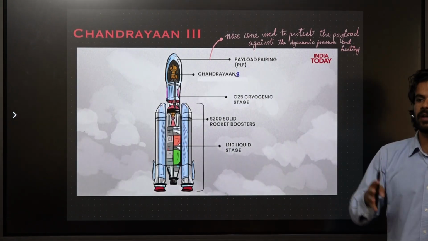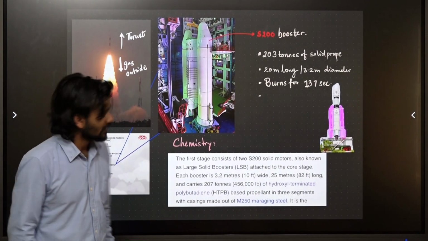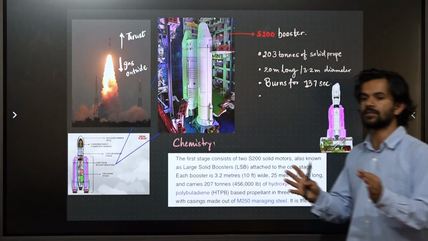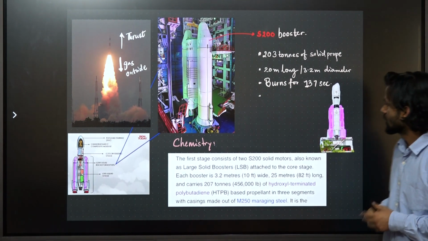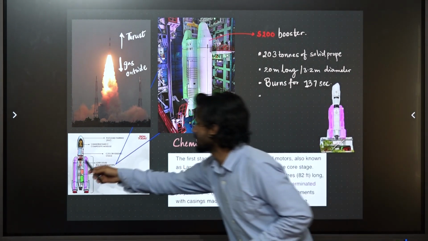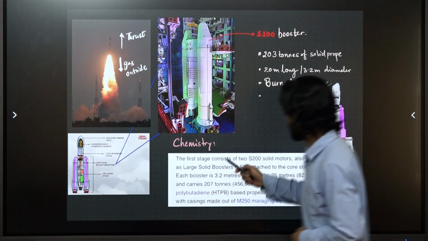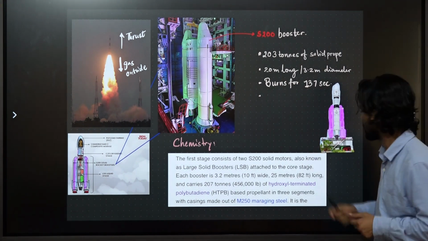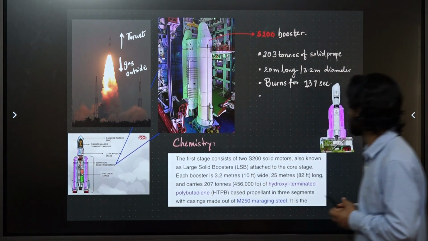Before moving on to that, the first thing when the rocket was launched, what happened? These boosters, they are set on fire. They are ignited. So the first stage, we call it the first stage, okay? Cryogenic stage is the third stage. The first stage consists of S200 solid motors. They are motors, and they are called large solid boosters as well.